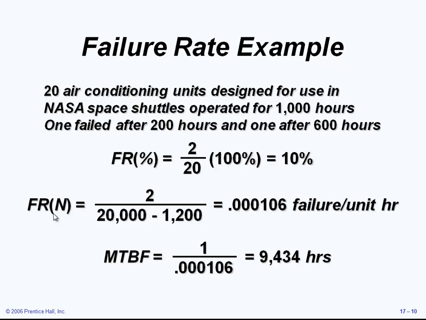Based on that, we can calculate the failure rate as a percentage, which will be 2 divided by 20. We have 2 failures out of 20 machines, and multiplied by 100, which is equal to 10%. If we would like to calculate the failure based on the number of operation hours, that will equal 2 over 20,000 minus 1,200, and the 1,200, we said that those are the hours that the machines did not operate, which will equal 0.000106.